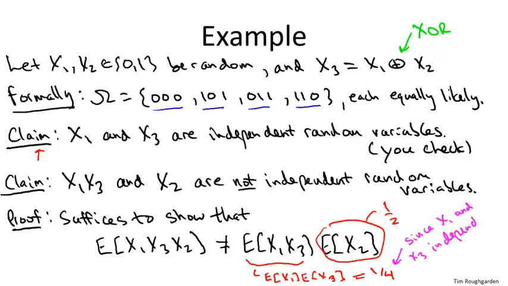What about the left-hand side, the expected value of x1 times x3 times x2? Well, let's go back to the sample space. What is the value of the product in the first outcome? 0. What is the value of the product in the second outcome? 0. Third outcome? 0. Fourth outcome? 0. The product of all three random variables is always 0, with probability 1. Therefore, the expected value, of course, is going to be 0. So indeed, the expected value of the product of x1, x3, and x2, 0, is not equal to the product of the corresponding expectations. So this shows that x1 x3 and x2 are not independent.